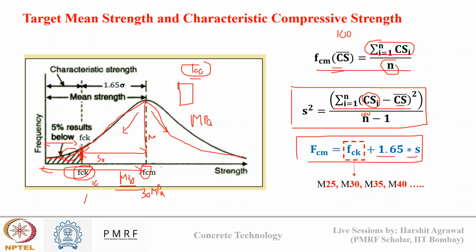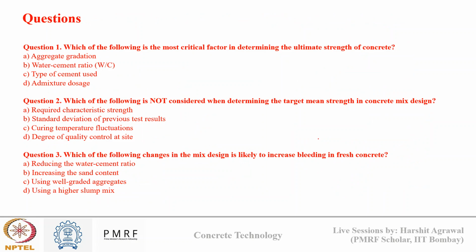Whenever we design, we talk about target mean strength, and we generally report in terms of characteristic compressive strength. So we report M30 grade, M40 grade, M50 grade, but during designing we are concerned with this target mean strength. So knowing this, we calculate the target mean strength first and then we do the design. This is what target mean strength and characteristic compressive strength of concrete are about and how they play a role in the mixture design.